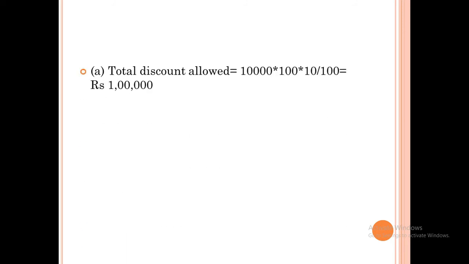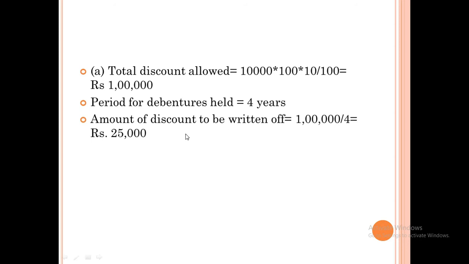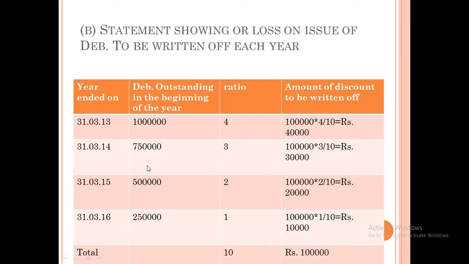Let's see. In the first case, total discount becomes 10,000 into 100 into 10%, which is equal to rupees 1 lakh. Next, the period for debentures held. Debentures की life कितनी है? 4 years. So the amount of discount is 1 lakh divided by the life, which is 4 years. So 25,000 rupees will be written off each year.